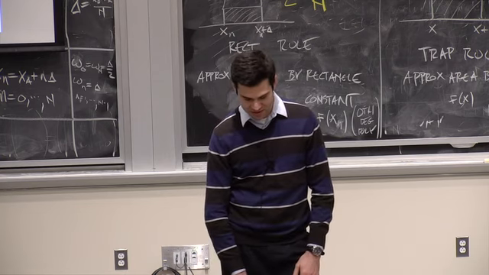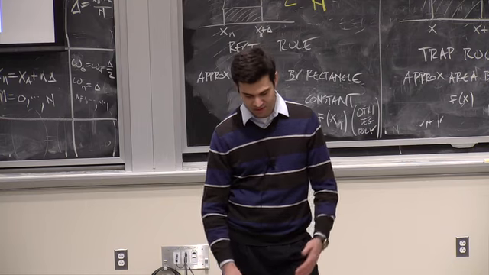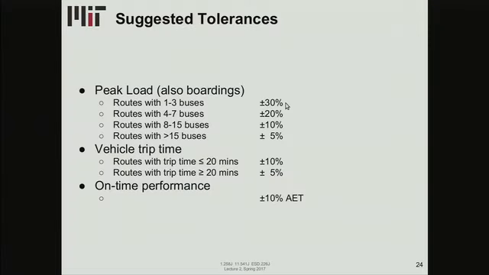Okay, here are some suggested tolerances for different things. So we're looking here at boardings or the peak load. And you see here that the suggested tolerance is plus minus 30% when you have a route with 1 to 3 buses. And then as you have more and more buses, the tolerance decreases. That means you require a larger sample.